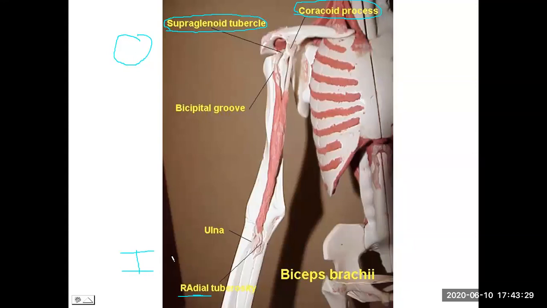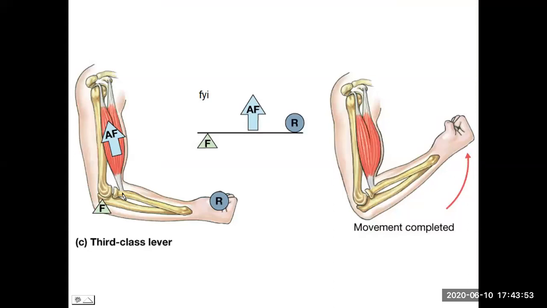The action is always to pull the insertion towards the origin. And in this case, the major function of the biceps brachii is to bend the elbow, or the term is flex the elbow. And here's just another figure showing that. So pulling the insertion tendon, applying that force to pull the insertion tendon and physically pull it closer to the origin point.